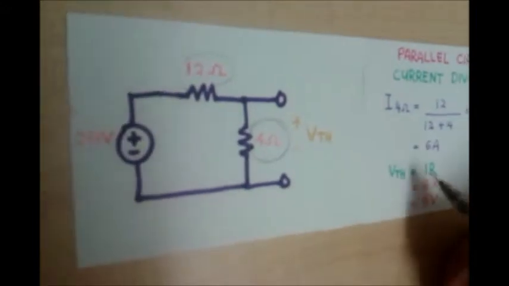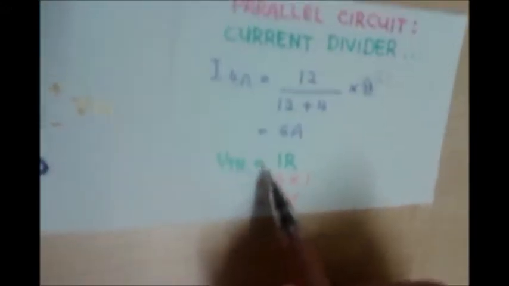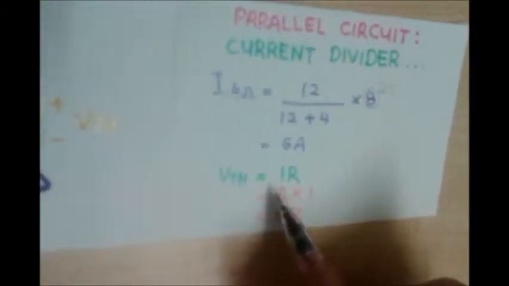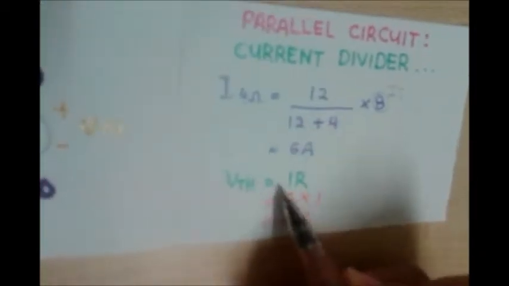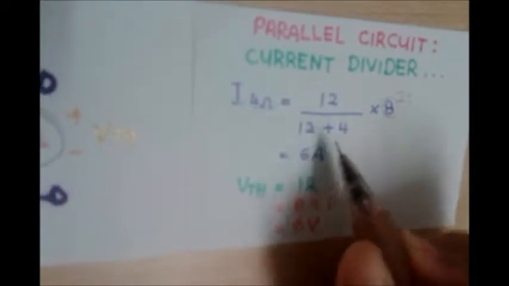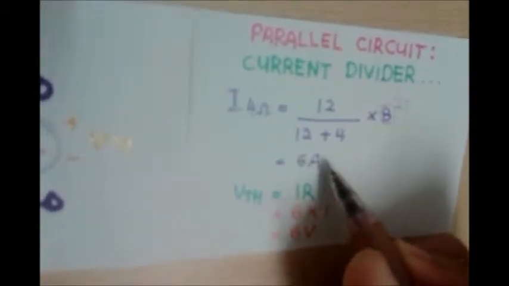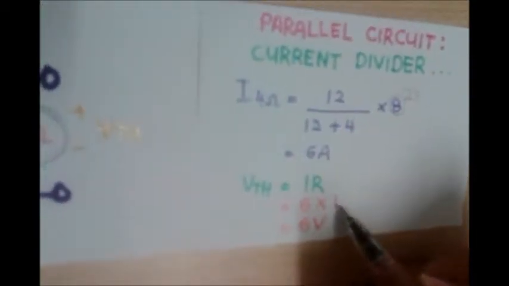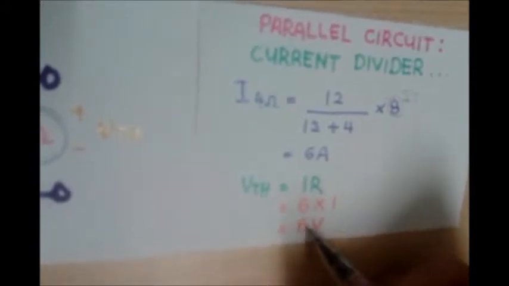Then we can calculate the VTH. This uses Ohm's law. V equals IR. We get the I from 6 amp times 1 ohm. So we can get 6 volt.